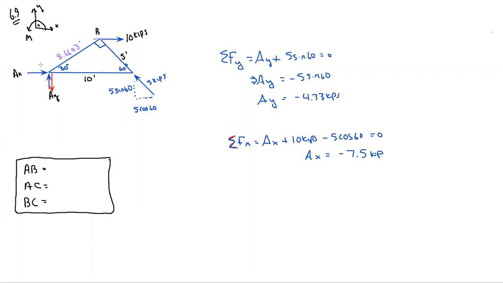No problem. AX was 7.5 kip, and AY is 4.33 kips. All right, now we have all the stuff that we need.